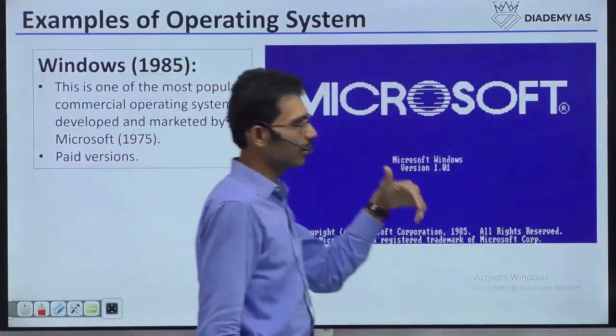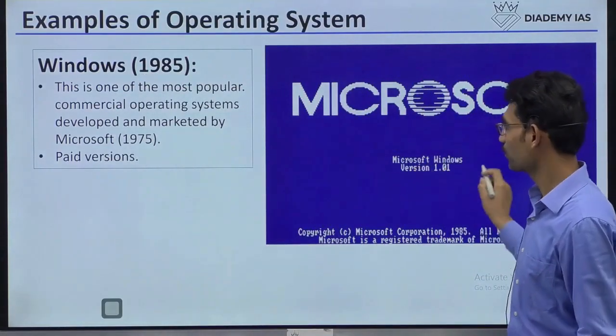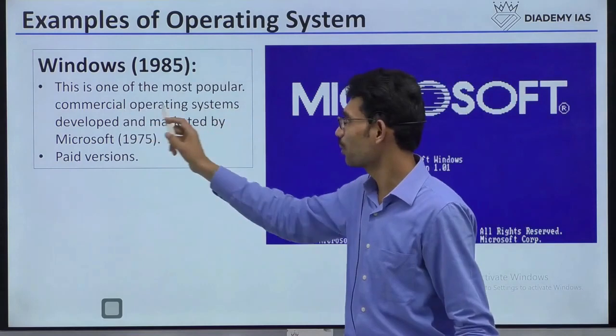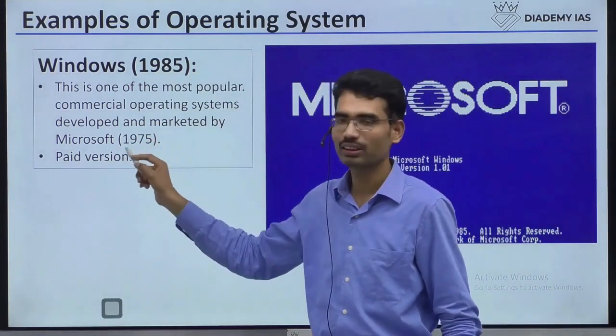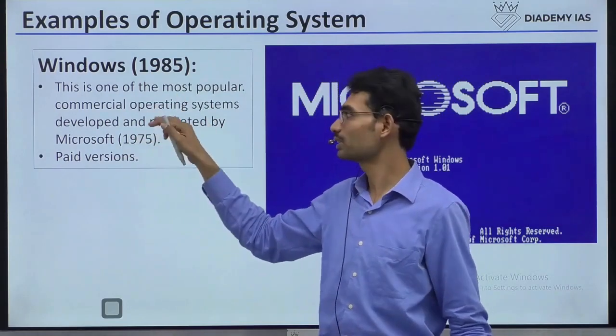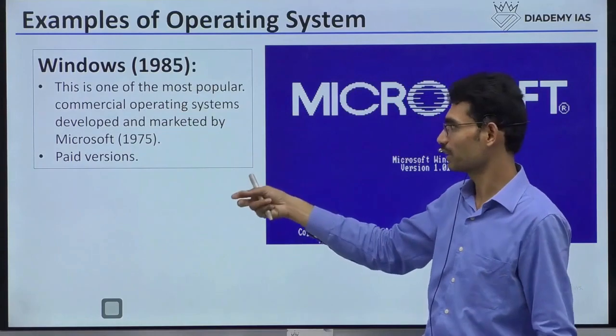In 1985, Microsoft released the first version of Microsoft Windows. This is one of the most popular commercial operating systems developed and marketed by Microsoft. Microsoft was established in 1975, and after 10 years, it released the Windows operating system.